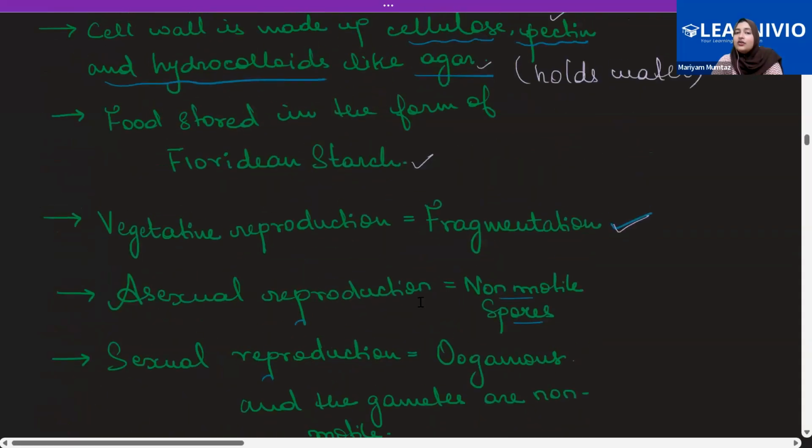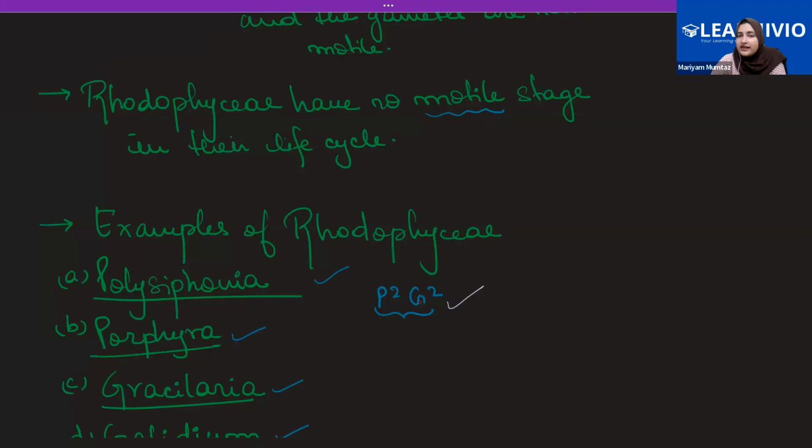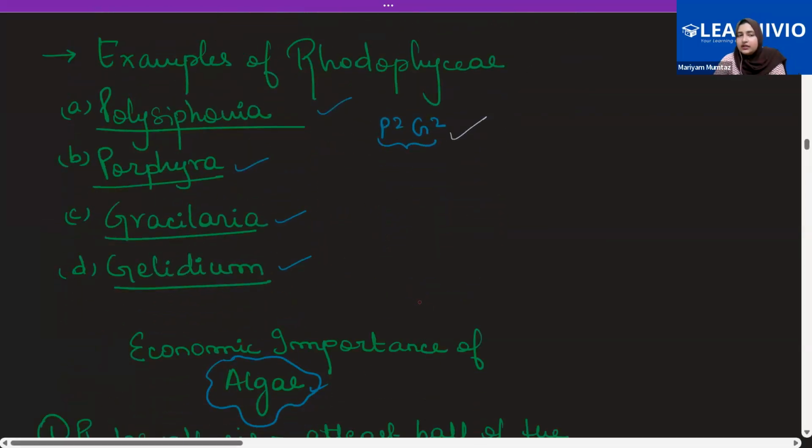And remember, out of the different classes of algae, Rhodophyceae is the only class that has no motile structures found. They have none. Neither their asexual spores nor their sexual ones; no stage in their life cycle has any motile stage. All of the stages are non-motile. None of the motile structures are found. So Rhodophyceae have no motile stage in their life cycle, none whatsoever. Examples of Rhodophyceae are Polysiphonia, Porphyra, Gracilaria, and Gelidium.